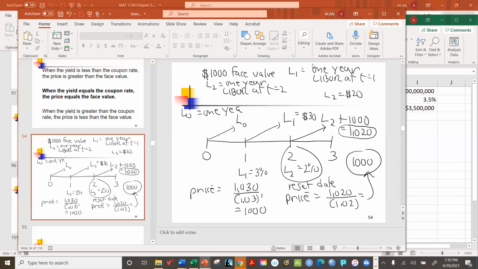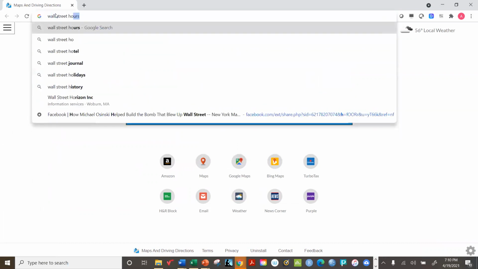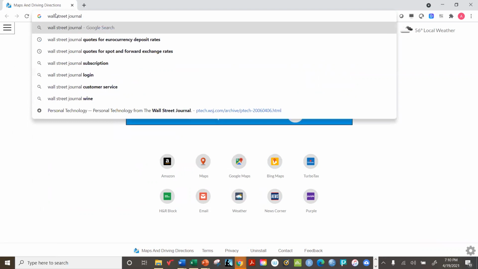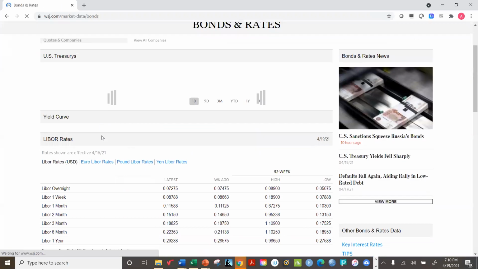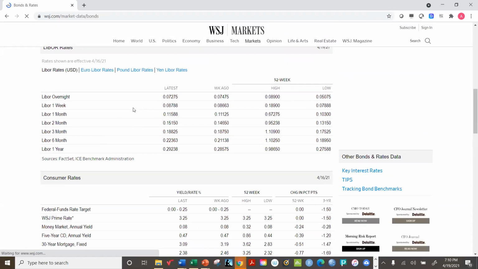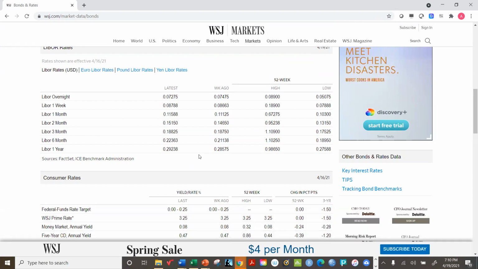So how do you get these L1 and L2 rates? Are they available? You should still be able to get them. You could go to the Wall Street Journal. Let's see if we can find it right now. I know that they're getting rid of it, but they should have them right here. There it is. They're still publishing it. So the 1-year LIBOR right now is 0.29238%. They're low, of course, because of what's going on in the world, but those are your LIBOR rates as of today.